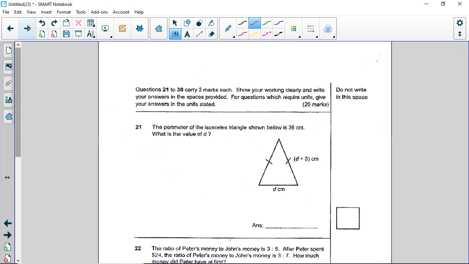Okay, the perimeter of the isosceles triangle is 36 cm. What is isosceles? It means that the two sides are equal. So this is D plus 3. So can you find the value of D? What does D stand for? So you will have to add up all the sides. So how do you add up all the sides? You add all the Ds, 1D, 2D, 3D. So there are 3Ds, and then plus 3 plus 3, 6. So the perimeter is 3D plus 6.